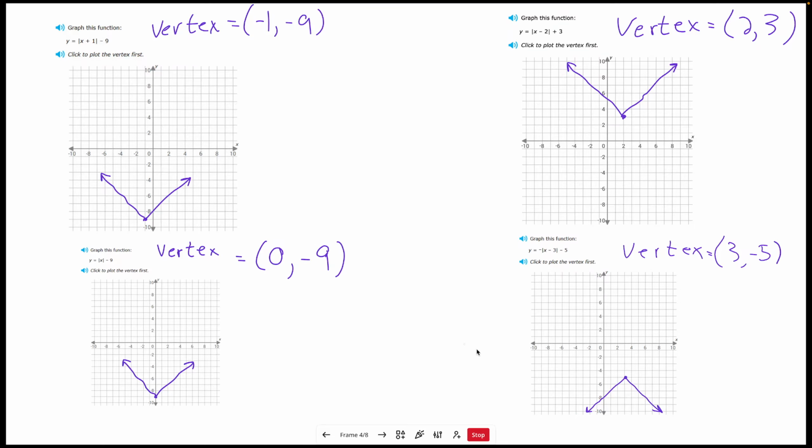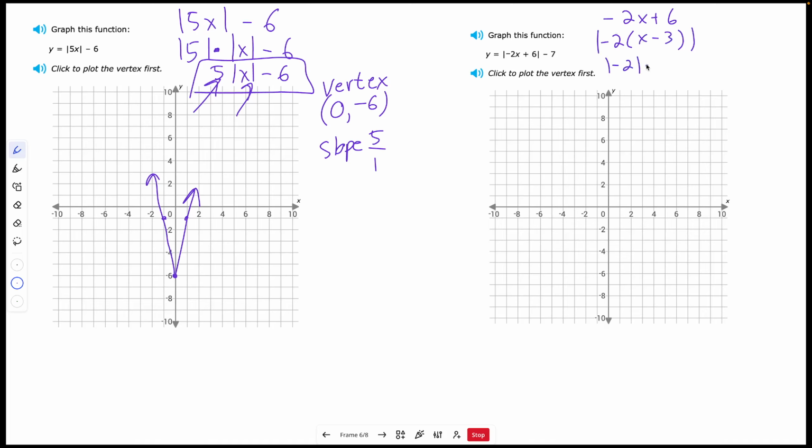For the second problem, we need to think of negative 2x plus 6. What can we factor out of this? The whole thing, and let's factor out the negative 2. So if I factor out negative 2, I get this. And now remember, this is all in absolute value. So now let's split it: the absolute value of negative 2 times the absolute value of x minus 3. I guess we'll do the minus 7 at the end.